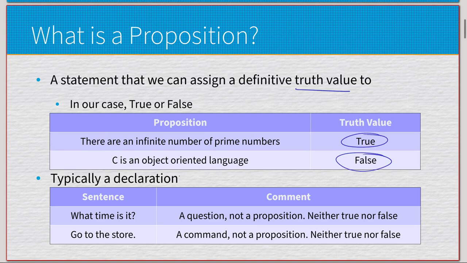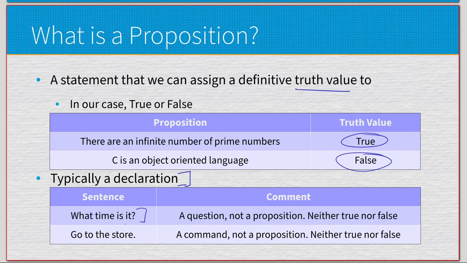Now, one thing to keep in mind is that they are typically declarations. So we have, yes, I know these aren't actually sentences. Well, this one's not a sentence, it's a question, but I digress. It's just a statement, essentially. So what time is it? Well, that's a question, not a proposition. Therefore, it's not true or false. And go to the store is a command, also not a proposition. Therefore, it is also neither true nor false.